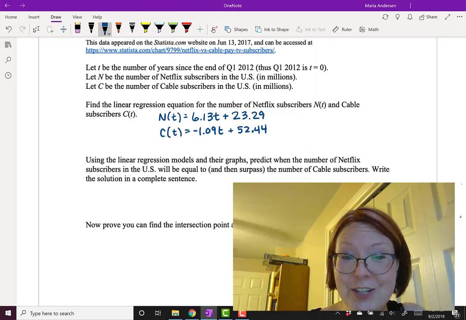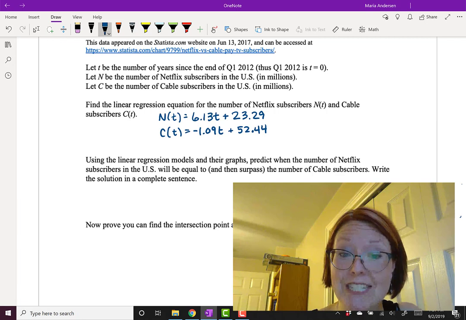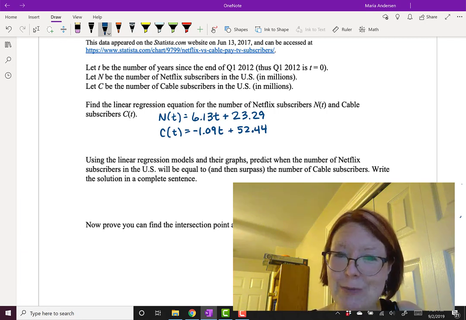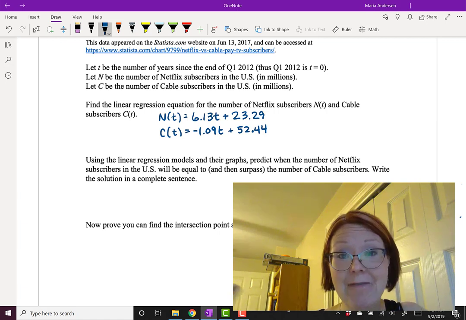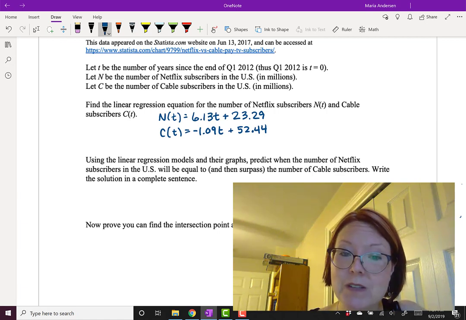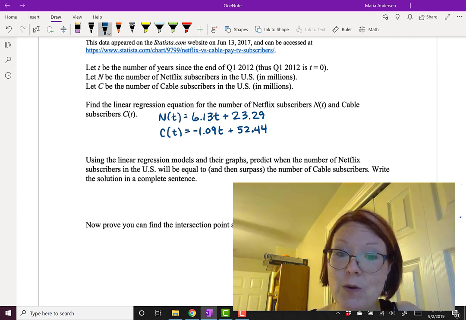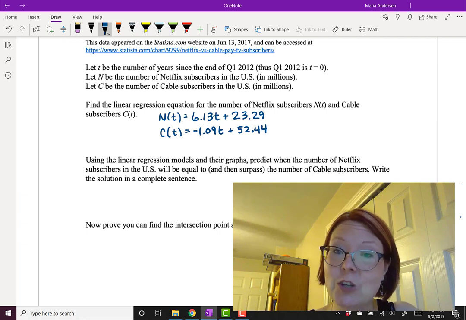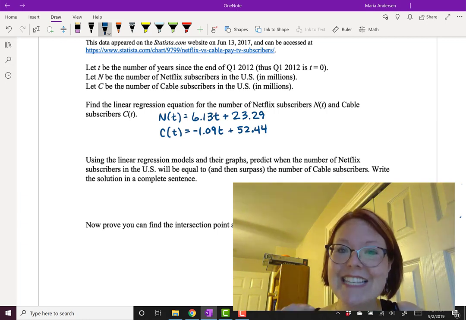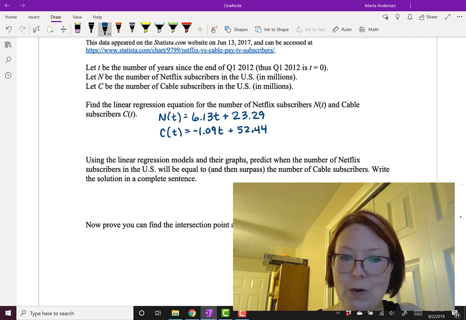Our linear regression equations are capital N of t equals 6.13t plus 23.29, that's the growing Netflix equation, and capital C of t equals negative 1.09t plus 52.44. That's the slightly declining cable equation.